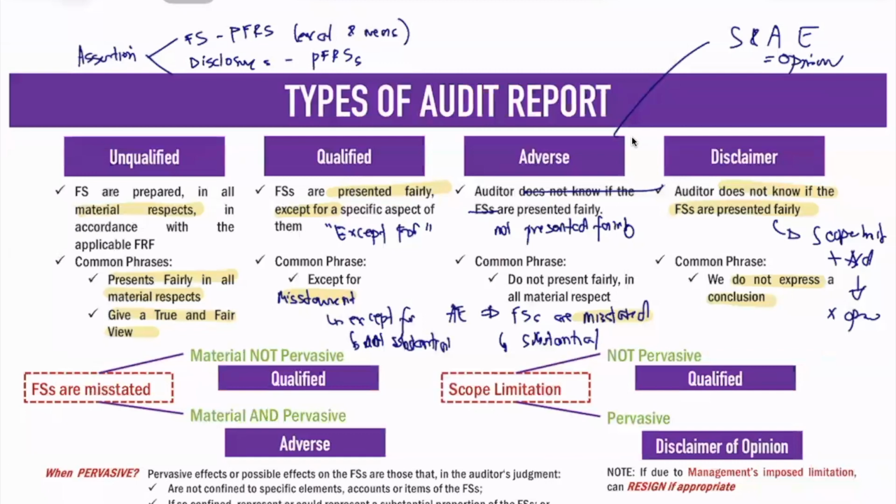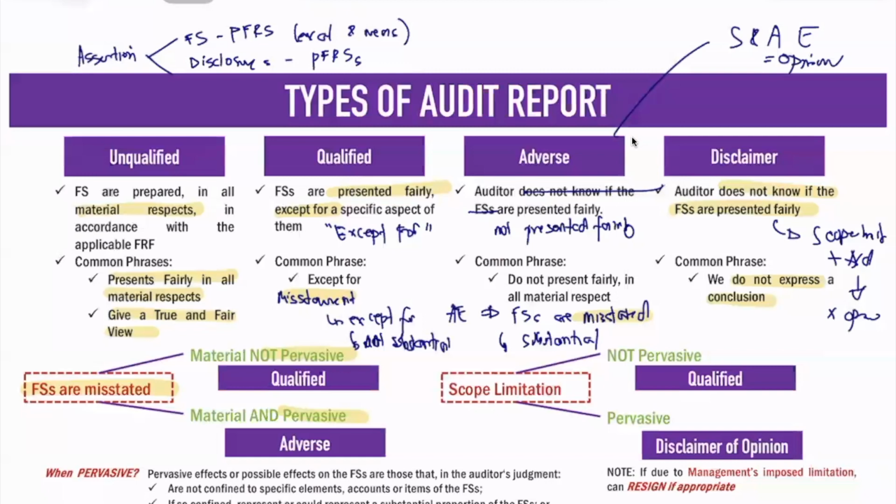So if the FS are misstated, you look at whether it is not pervasive or it is pervasive. When we say it is not pervasive, in short, it is not substantial. So if it's not substantial, you will make an audit report that is considered qualified. But if ever the FS are misstated and it is pervasive, then it is adverse.